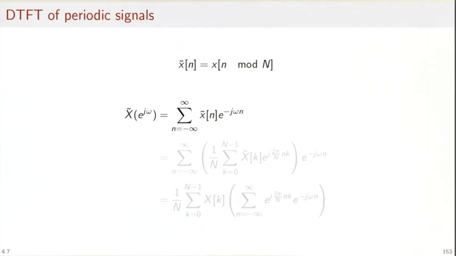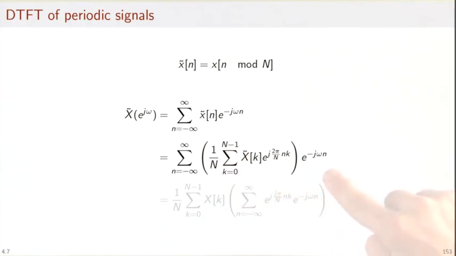So what is the DTFT of x tilde of n? Well, it's capital X tilde of e to the j omega, which is a formal power series of x tilde of n multiplied by e to the minus j omega n. In this expression, we replace x tilde of n with the inverse Fourier series of capital X tilde. It's in the expression between parentheses.